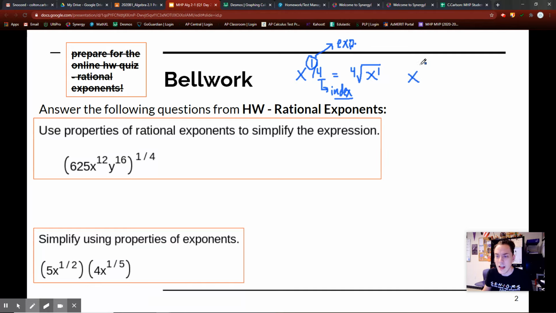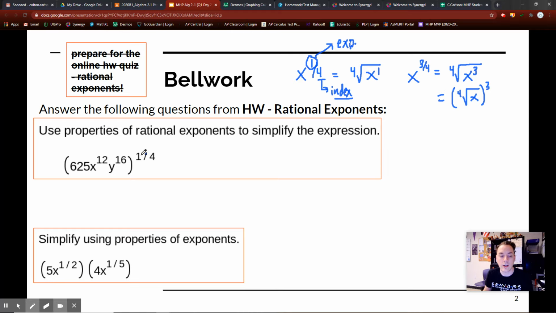That's from last week. I hope that makes sense. If I have x to the 3 over 4, what this means is my 4 is still the index of my radical, but then I have x cubed. Or I could write it as this: 4 is my index, and then cubed. I can write it either way. It just depends on what I want to solve for. So that's sort of a review from last week.